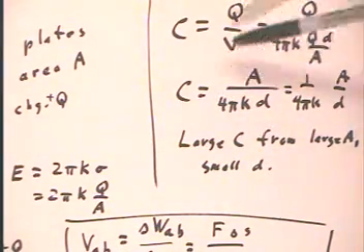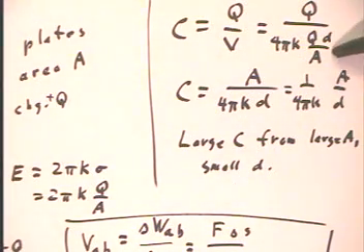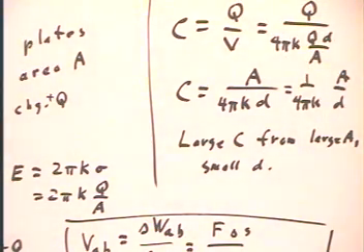A large capacitance means we can store a lot of charge for a given voltage. If we have a large area, then the charge is spread out over a larger area. We have a smaller electric field, which is going to give us a smaller voltage, which is advantageous if we're trying to store a lot of charge with a little bit of voltage.